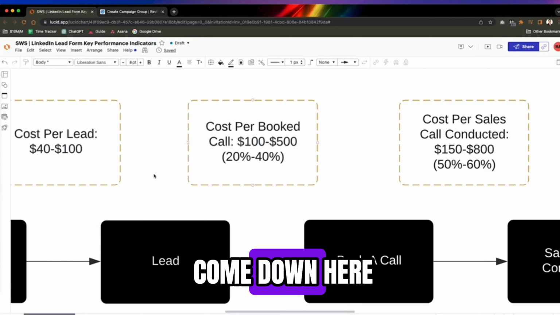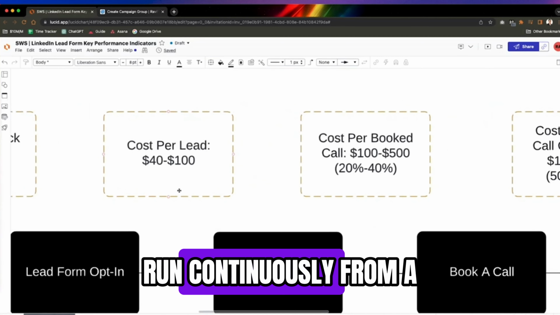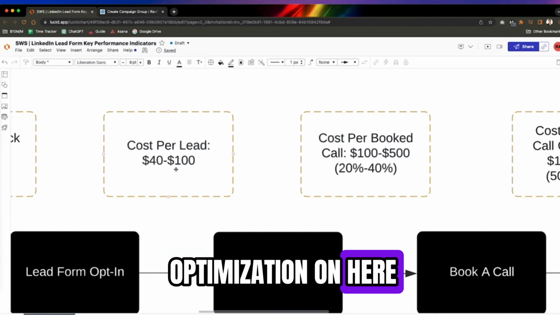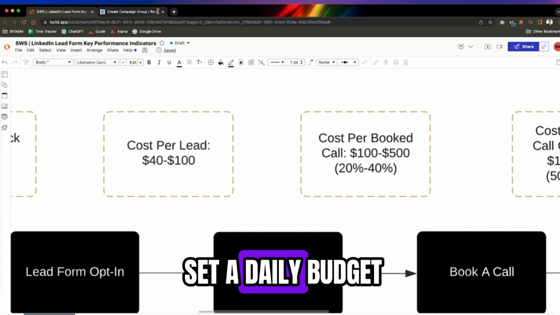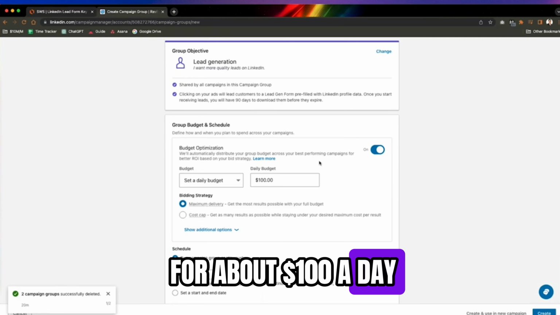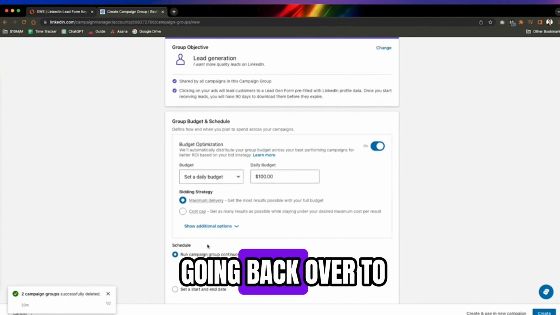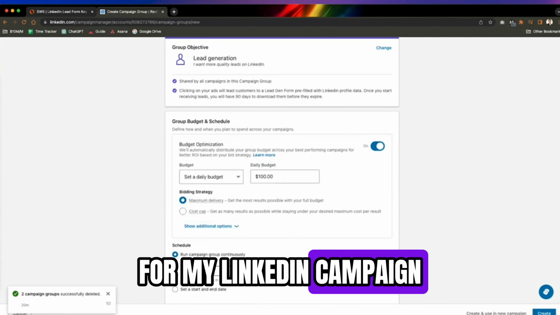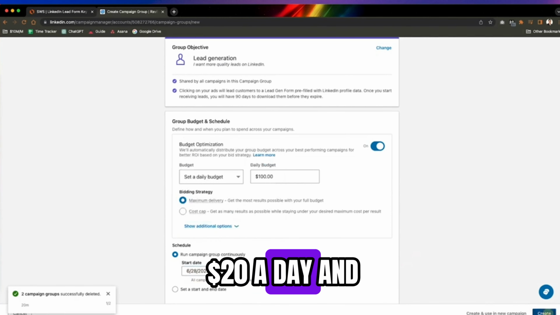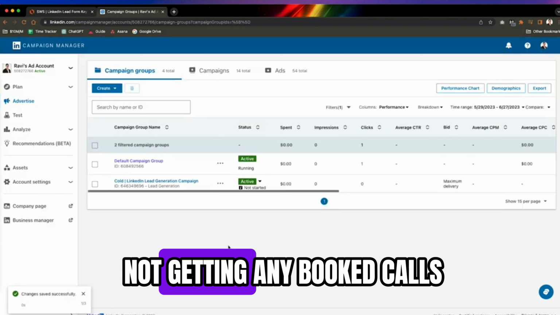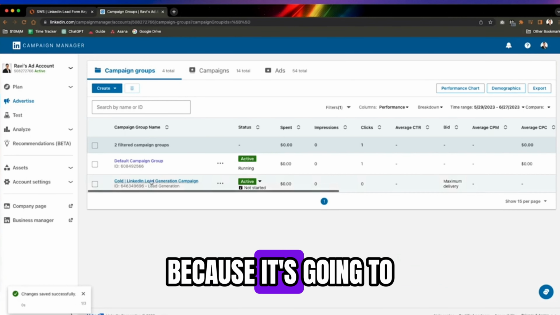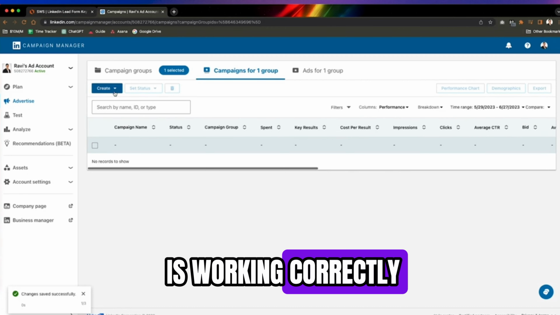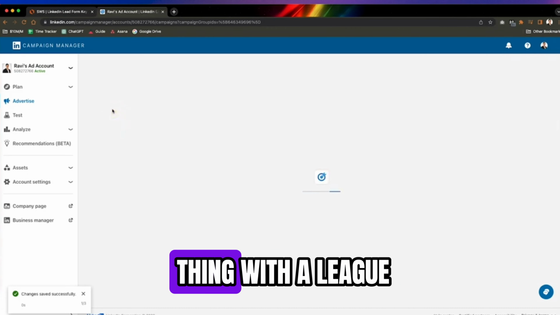Then we're going to come down here and you're going to want to click run continuously from a start date. And I do like to do a budget optimization on here. So I'm going to set a daily budget for about $100 a day. Once again, if I'm going back over to my numbers here and I'm trying to get a call a day for my LinkedIn campaign, I can't be spending $20 a day and then say, oh, why am I not getting any booked calls? Because it's going to take 4 days to get one booked call, assuming that your campaign is working correctly. And that's the same thing with a lead.